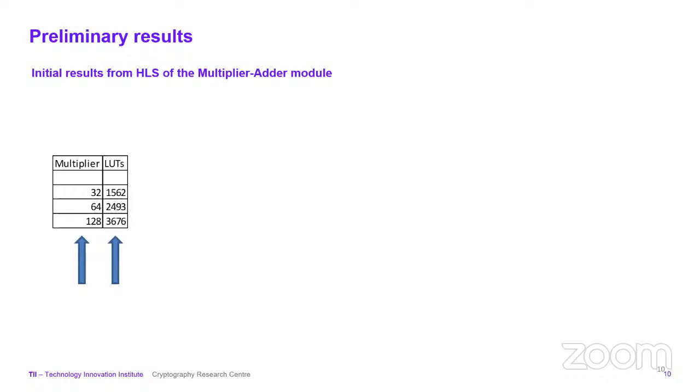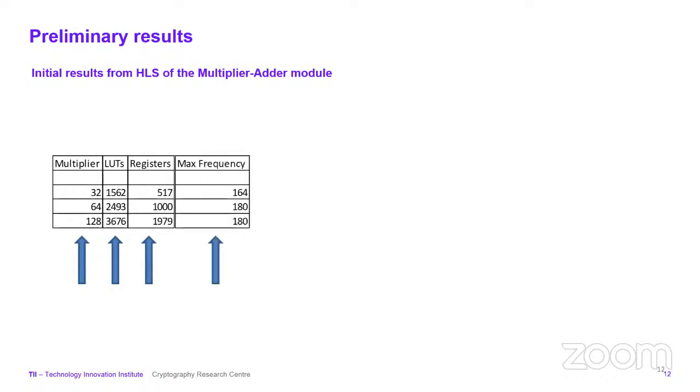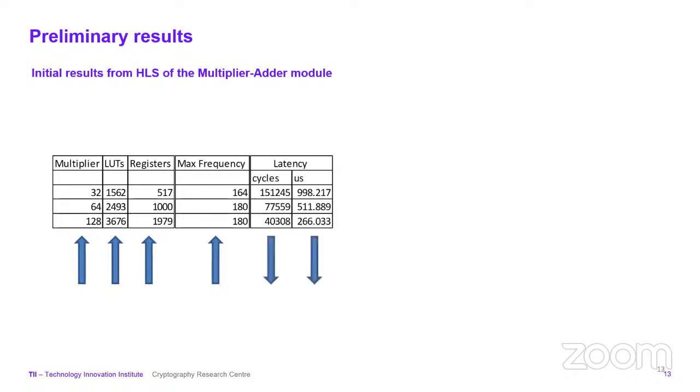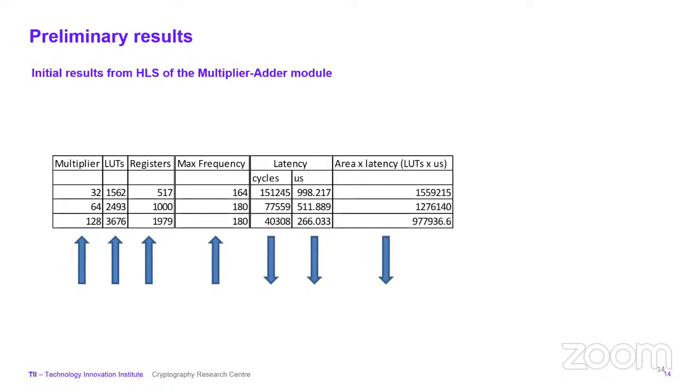These are some very initial results from the HLS of the multiplier adder module. We increase the size of the multiplier bit width from 8 to 256, but for the purposes of just showing here, we'll just stick to these three. As expected, the number of LUTs, which is the area, will increase. The registers are also expected to increase. The maximum frequency achieved is a bit impressive, given that not many optimizations were made on this. The overall latency goes down both in terms of cycles and the time of computation required. And the area latency product, which is a measure of how good or bad an implementation is, also goes down with increasing the width.